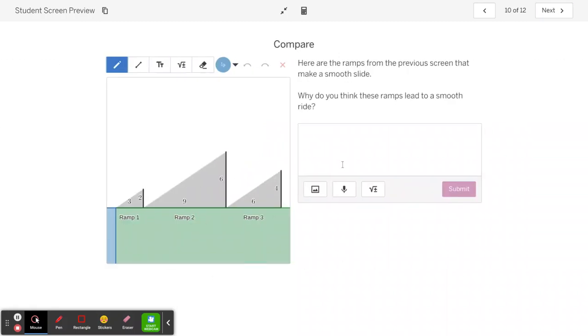Now, what I need you to notice about this, it says, here are the ramps from the previous screen that make a smooth slide. Why do you think these ramps lead to a smooth slide? Piece of advice number 1, give yourself 3 answers. Ramp 1, ramp 2, ramp 3. And you're going to give a slope for each one of these.